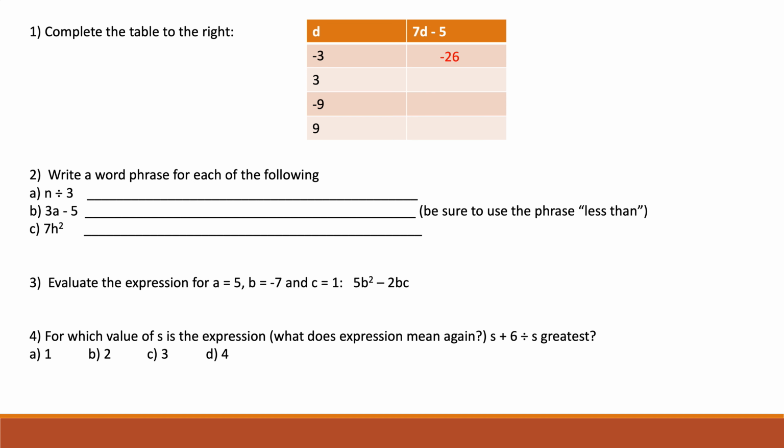Okay, first one, 7 times -3 minus 5. That's -26, because 7 times -3 is -21, minus 5 more is -26. And 7 times 3 is 21, minus 5 is 16. The point I'm trying to emphasize here is dealing with negative numbers.